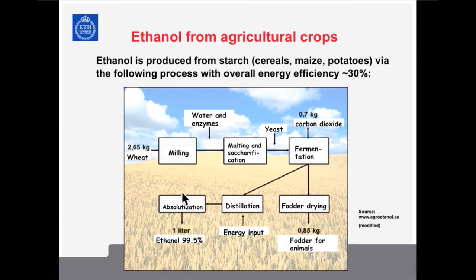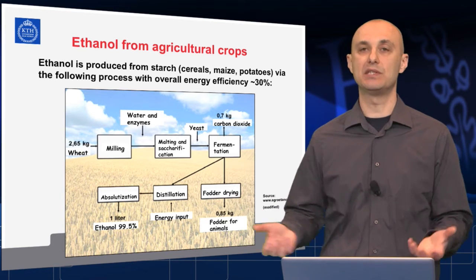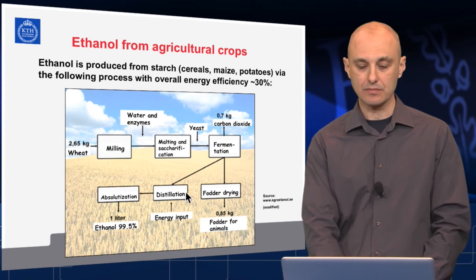Starting from a certain amount of wheat, milling it, malting it, adding the enzymes to produce the simple sugars, adding the yeast to perform the fermentation process, which actually exhausts a certain amount of carbon dioxide. So this is a mass and energy that we're losing from the process. It produces certain residue. Most of it can be used as fodder for animals, or can be burned, or can be digested as biogas, anything else.